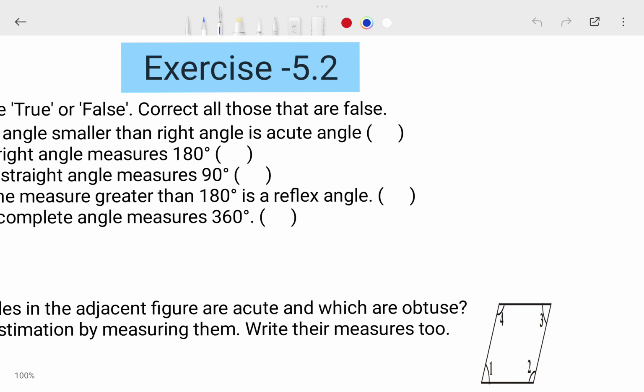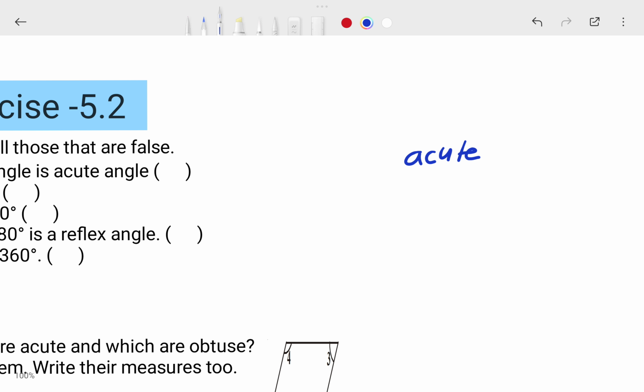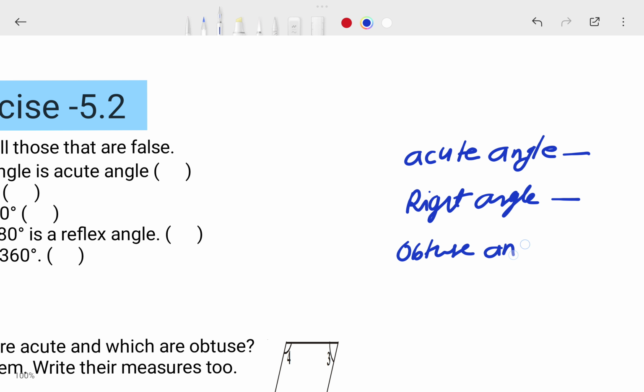Here I want to teach the first thing, which is what are the angles. If you see here, this is an acute angle. So I want to teach you what an acute angle is. Then, what is a right angle? Then, what is an obtuse angle? And after that, a straight angle.